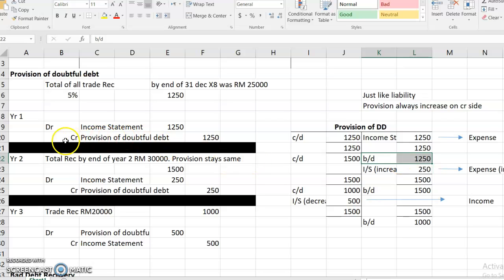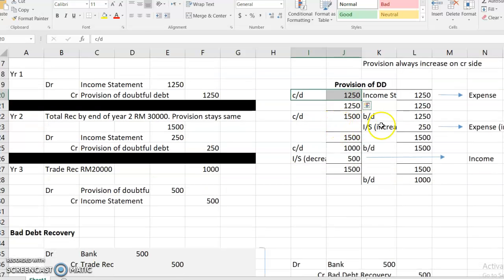Next year, let's say your trade receivable increased to 30,000 in year 2. That means your provision stays the same, which is 5%. We take 5% of 30,000, which is 1500. Now what we want is our balance carried down to be 1500. First year also we wanted our balance carried down to be 1250, and the balance we put in the income statement.